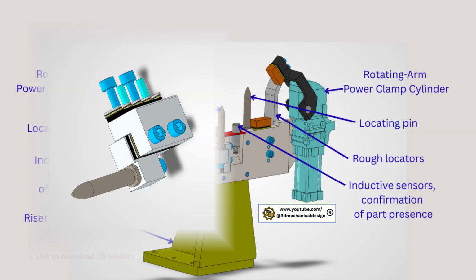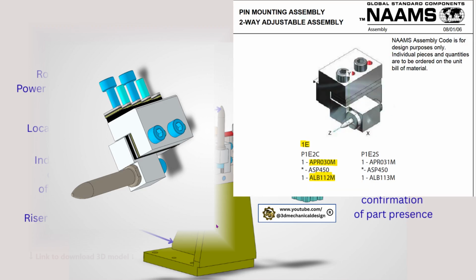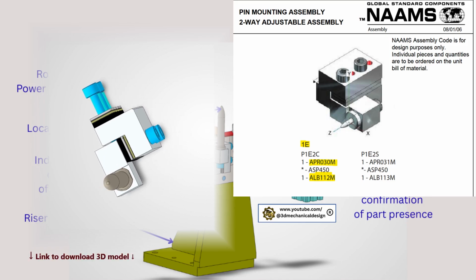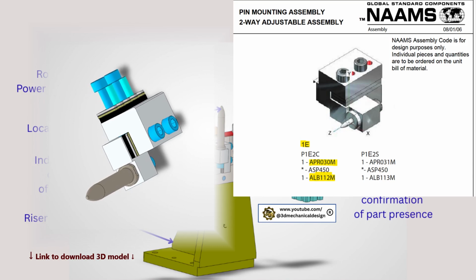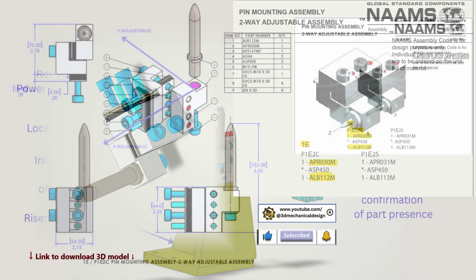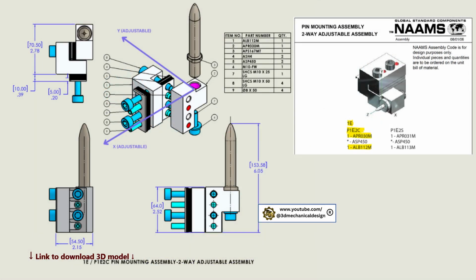Now let's take a look at the locating pin assembly used in this fixture. What is the purpose of a locating pin in a welding fixture NAAMS? Locating pins in a NAAMS welding fixture are used to precisely position and align parts during the welding process, ensuring accurate and consistent assembly. They help maintain the correct orientation of components, reducing errors and improving the quality of the final product. Okay, for this unit, I'm using an 1E assembly block as the base.